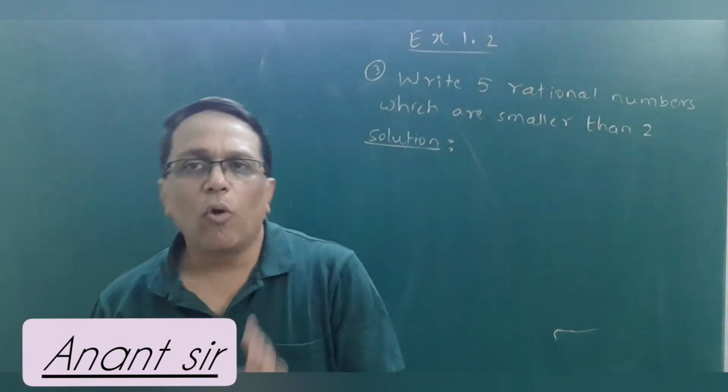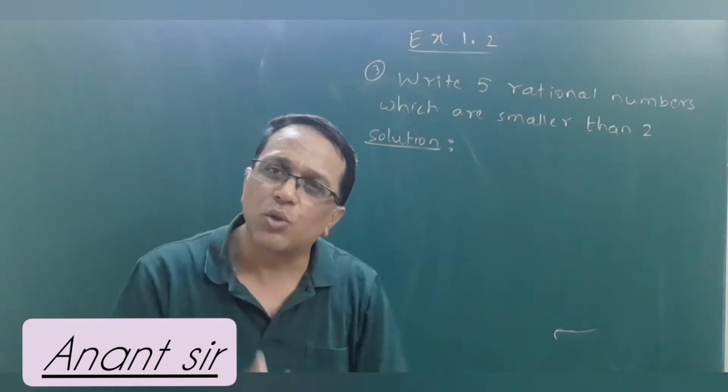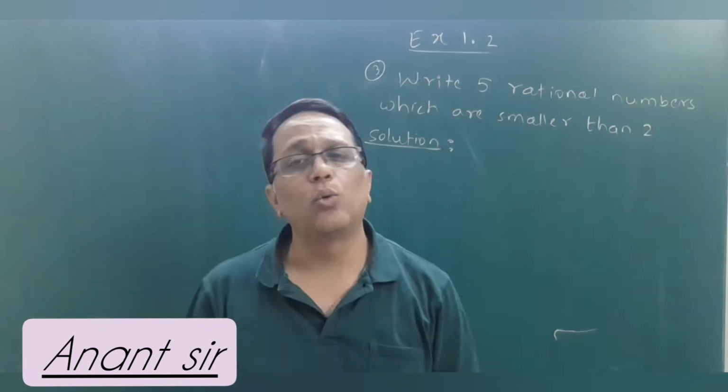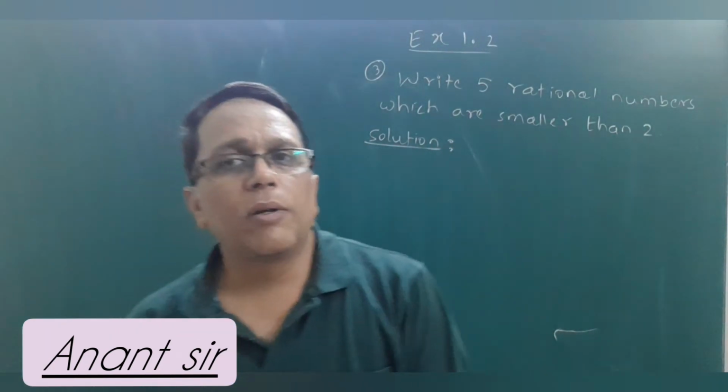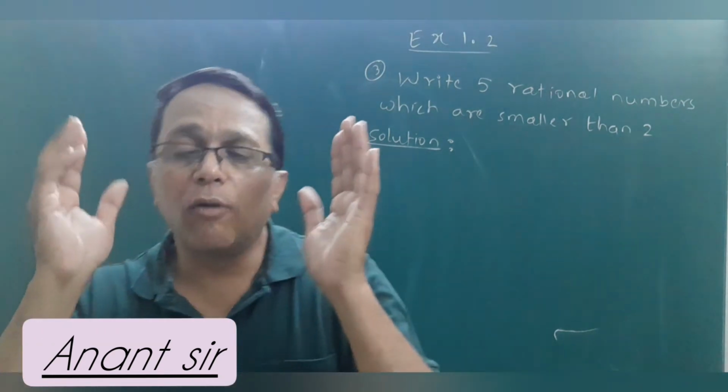So friends, moving on to the next question now, exercise 1.2, question number 3, very easy question. Write 5 rational numbers which are smaller than 2. I can directly write the answer, but first I am going to tell you what is meant by a rational number. Some of you might have forgotten this.